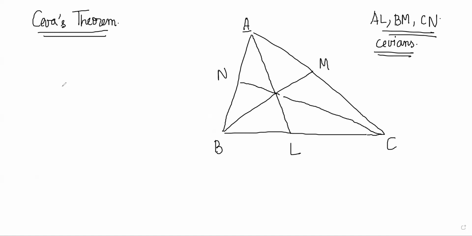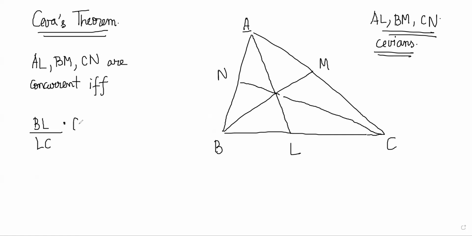Now, the theorem says that AL, BM, and CN are concurrent if and only if, the theorem is working in both directions, the standard direction and the converse is also true. If and only if the condition is BL by LC times CM by MA times AN by NB is equal to 1.